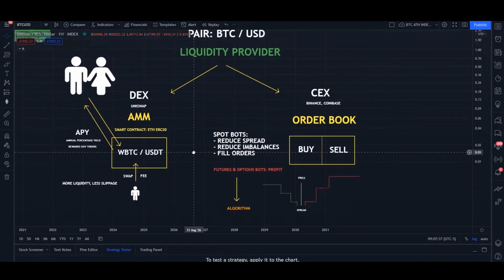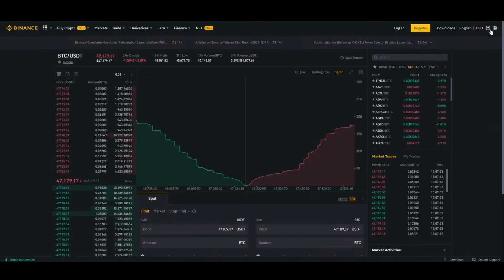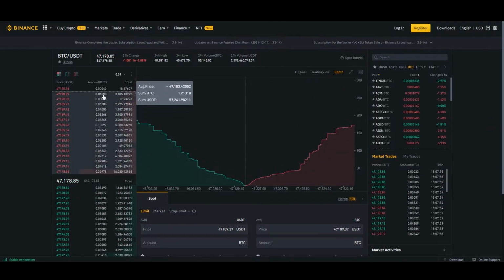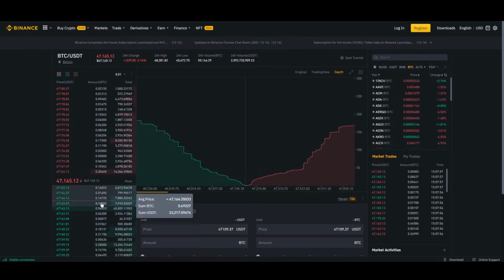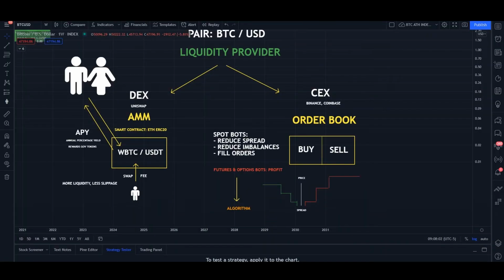All right, so how does a centralized exchange work? A centralized exchange works much differently. They work with an order book. An order book is what we just saw. Order book is here. Sell orders, buy orders, right? That's an order book. And yeah, so we have one side is buy, one side is sell.